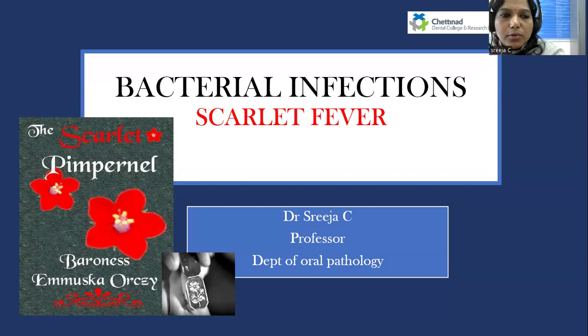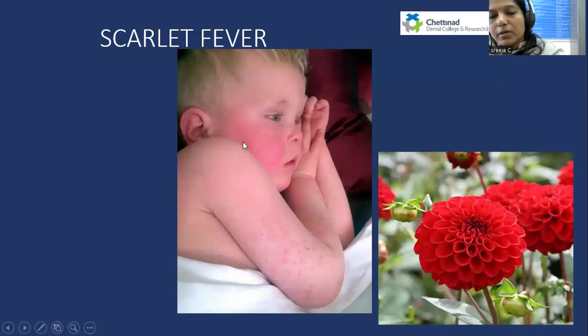You all know this famous novel, right? Scarlet Pimpernel. So here this scarlet indicates the red flower. So here too you have red rashes. That's why the name Scarlet Fever. The child with scarlet fever usually has rashes on the cheek and on the entire skin, like on the hand, leg, everywhere. This red lesion is because of the erythrogenic toxin that is released by the beta hemolytic streptococci, which is the cause of the disease.